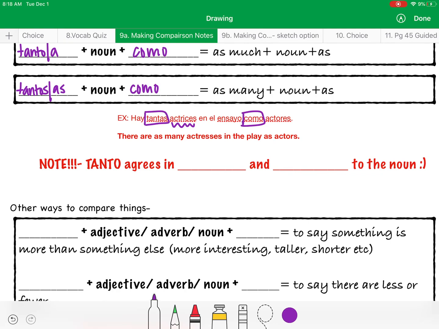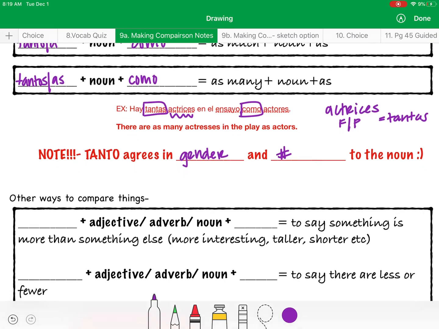So the only difference is here, tanto agrees in gender and in number. Okay, to the noun. So, actrices is feminine and it's plural. Okay, so that's why we use tantas here. Okay, does that make sense?